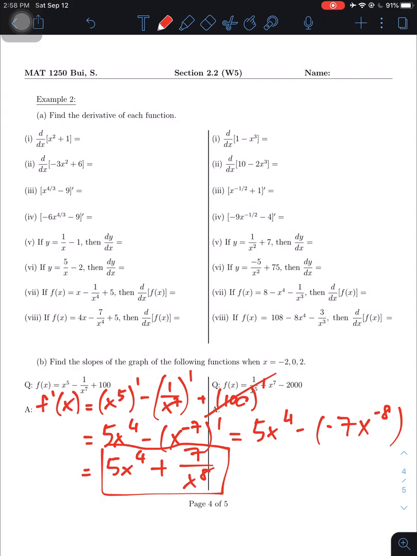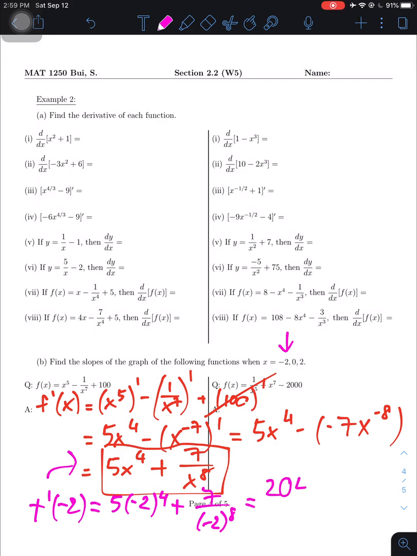So now we have to do 3 values for x, right? So let me put the -2 case in pink. So just imagine if we plug in -2 for x in here. What are we going to get? We're going to get 5 times -2 to the 4th power plus 7 divided by -2 to the 8th power. And if you put everything into the calculator, you're going to get something like 2487 divided by 256. Okay?